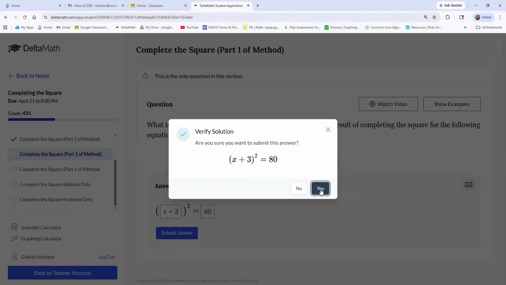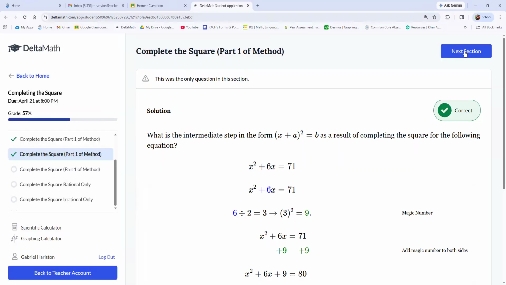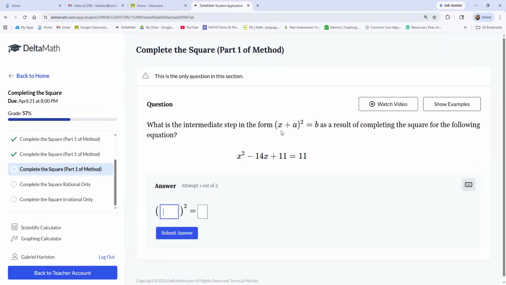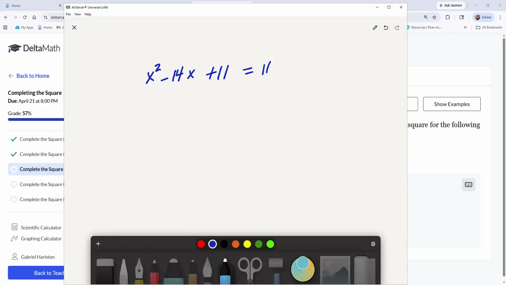All right, I'm going to do one more. Okay, so what we've got here is x squared minus 14x plus 11 equals 11. All right, so now let me jump over. Remember, we want the constant to be on the other side. So the first thing I'm going to do is subtract 11 from both sides. So this is going to be 0. So this is going to be x squared minus 14x. And then over here, 11 minus 11 is also 0. So now we have the constant on the right-hand side.